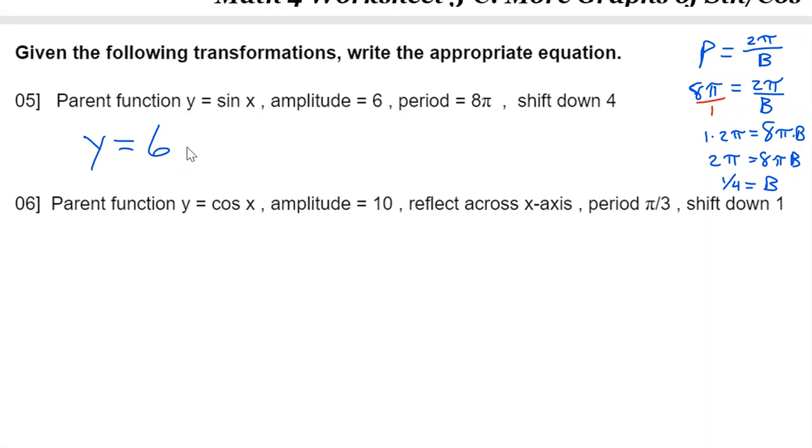Amplitude of 6. Period is going to be 1/4 x. And then we're going to shift it down 4. And that should be what that looks like.